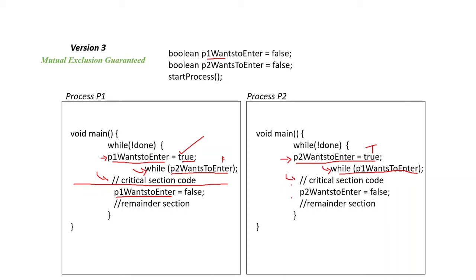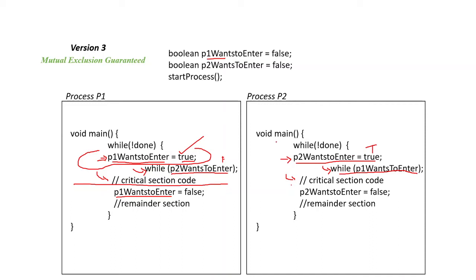Now, what can be the potential problem that could arise in this kind of code? So now let's assume another scenario. Here P1 starts, P1 executes this line of code, P1 wants to enter equals true, and this process P1 gets suspended at this point. Okay. Now P2 starts. P2 will first change the value of its variable P2 wants to enter to true.